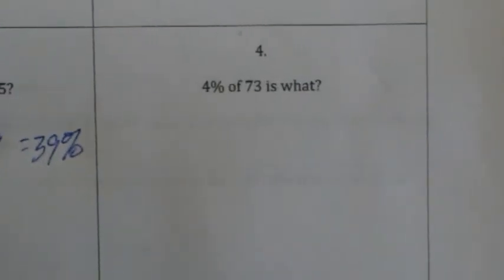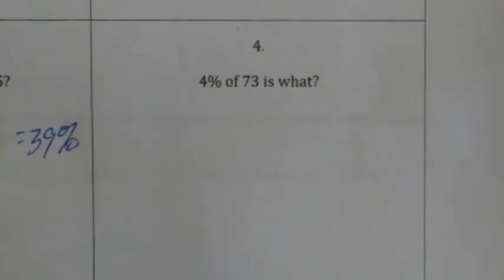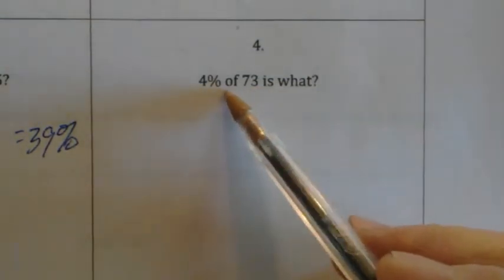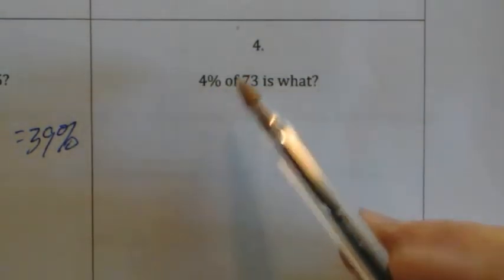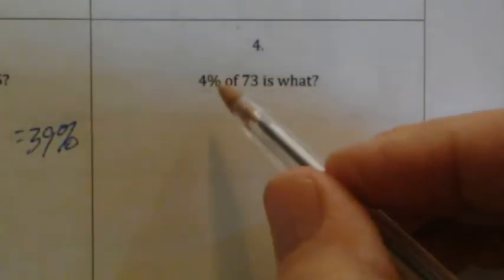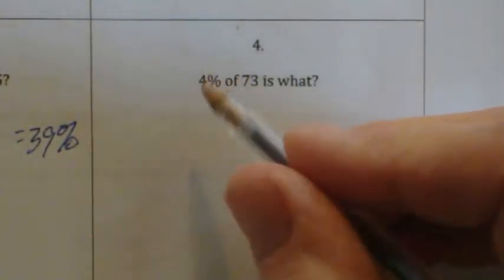4% of 73 is what? Again, I should remind you, if you remember how to do these, try to do them by yourself first. Only give the solutions if you're having trouble remembering how to do something. Okay, 4% of 73. I always say the word of is a clue that you're multiplying. 4% times 73, but we don't multiply by percent. We change it to a decimal. So you go the other way.